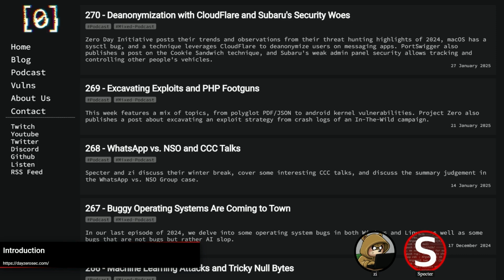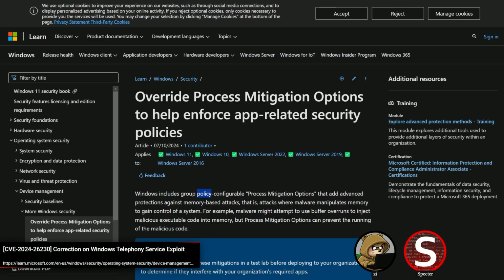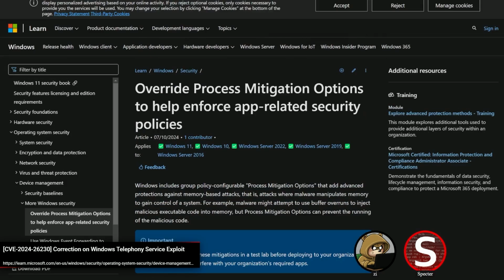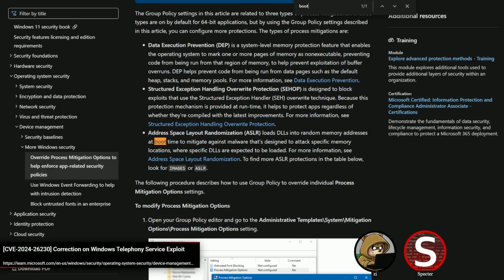Before we get into our topics today, we do have a bit of a correction for a topic that we covered last week, and that was on the Windows telephony service exploit. For those of you who tuned into that discussion, you may recall we were speculating for a bit. We were a bit confused on how they dealt with ASLR, and we actually received an email from somebody. So, to that person, thank you very much for sending us an email and clarifying it.